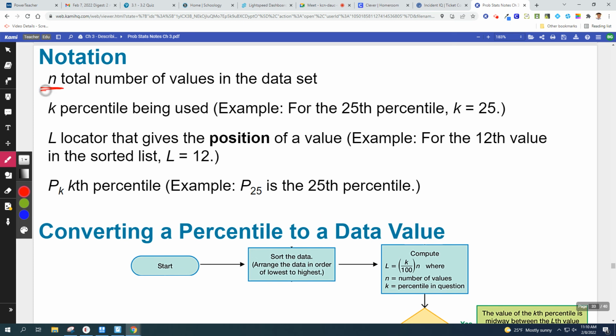Notation: N is the number of numbers. K is the percentile being used. So for the 25th percentile, K equals 25. L is the locator that gives the position of a value. For the 12th value, L equals 12. PK, or P subscript K, is the kth percentile. P25 is the 25th percentile.